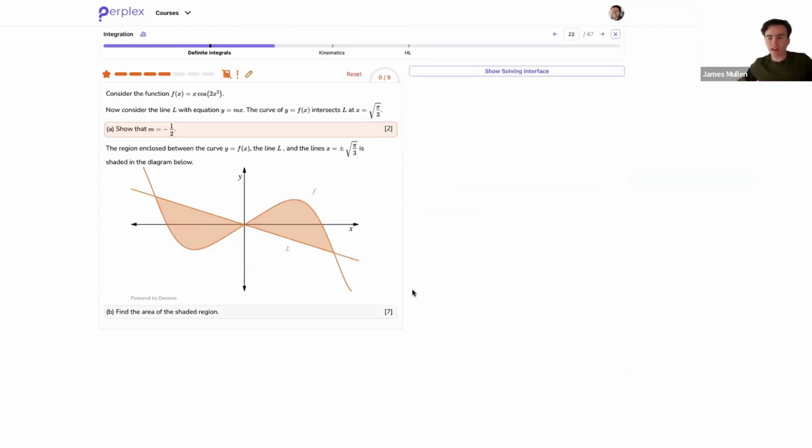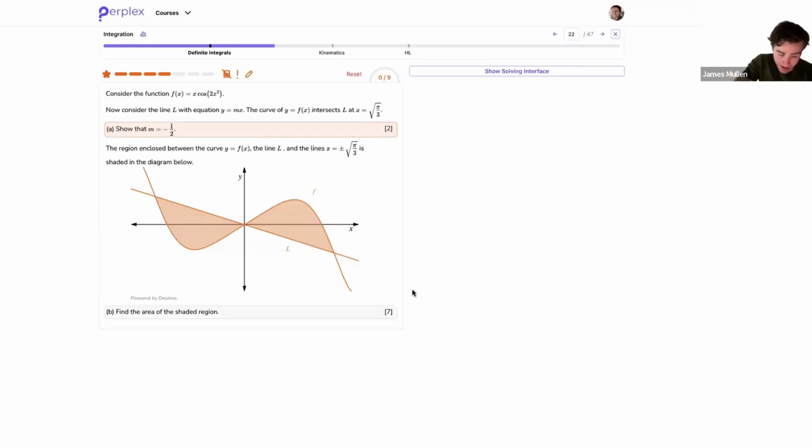Okay, time is up. Let's go over this. Well, time is not up, but at least the head started. So I have a function, f of x is equal to x times cos of 2x squared. And I have a line with the equation y is equal to mx. And it intersects the curve y is equal to f of x at x is equal to square root of 3. Okay, so let's first show that m is equal to minus 1 over 2.